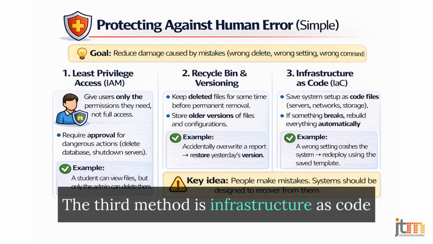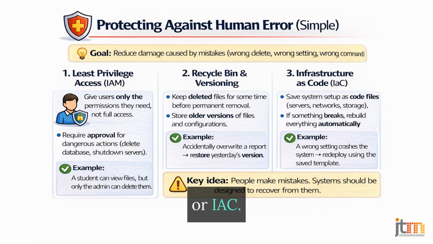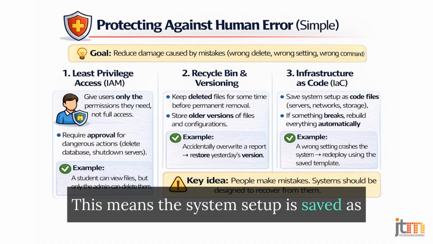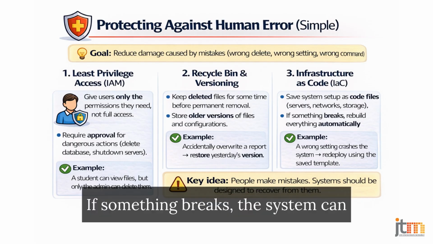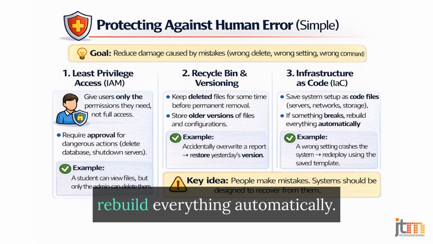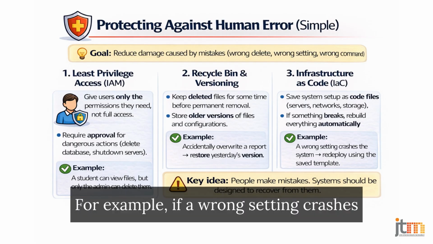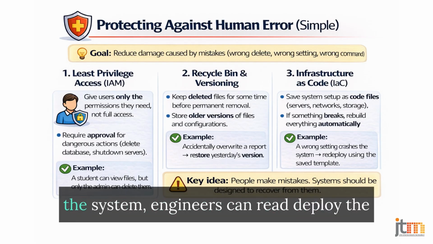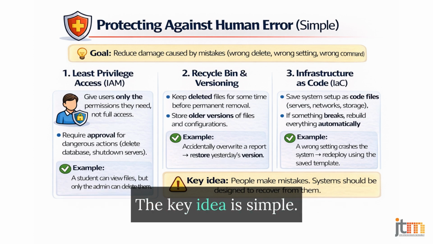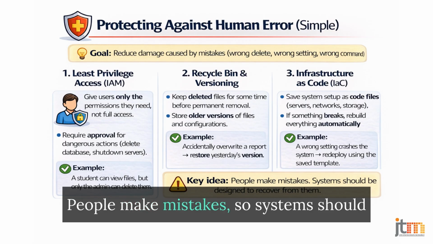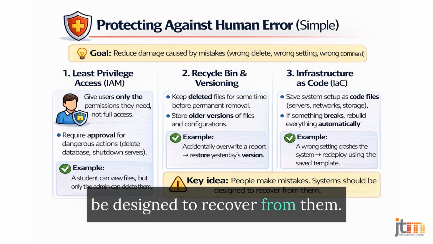The third method is infrastructure as code, or IAC. This means the system setup is saved as code files, including servers, networks, and storage. If something breaks, the system can rebuild everything automatically. For example, if a wrong setting crashes the system, engineers can redeploy the system using the saved template. The key idea is simple. People make mistakes, so systems should be designed to recover from them.